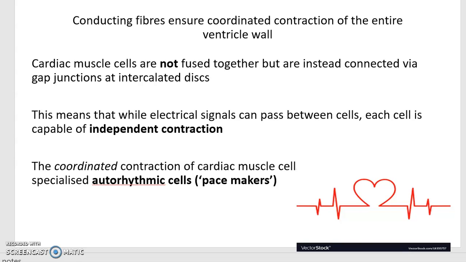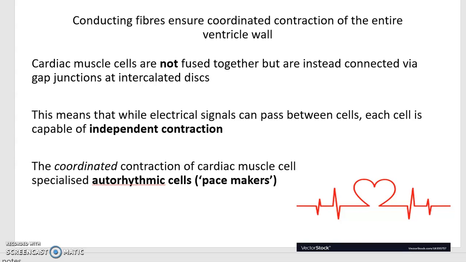So the direct nervous input is there. That comes from the autonomic nervous system that can speed the heart up. It can slow the heart down. But there is a general intrinsic heart rate or autorhythmic cells within the heart, the pacemaker of the heart, which sets that pace. And that's what we're going to look at.